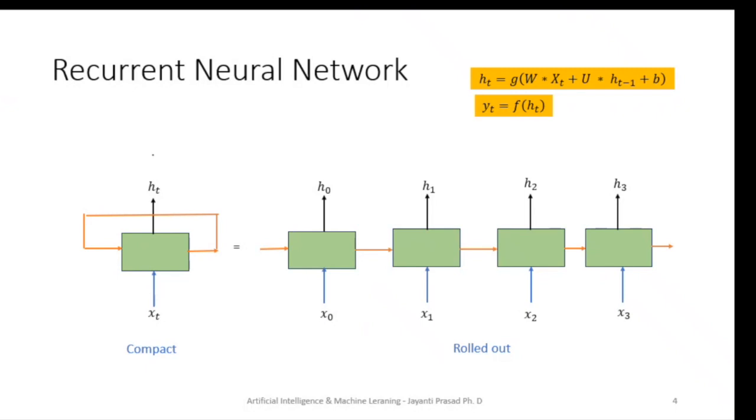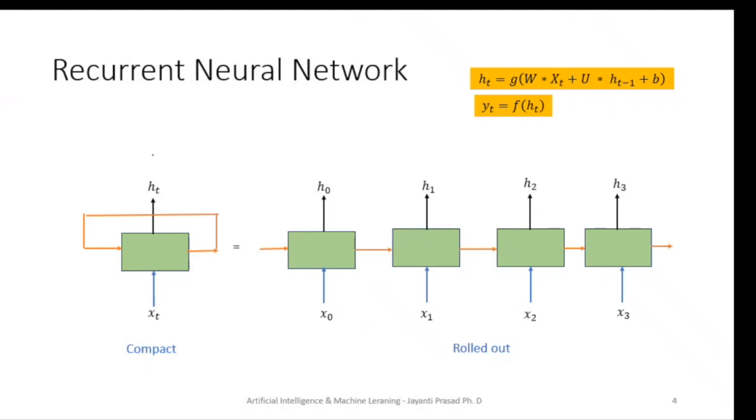For example, in the case of text, when there is a sentence, when we say "the sky is blue", the first time when "the" goes in, H will take some value. Then "sky", and H will change its value again. And then "blue", and it will change its value. So it is adding to the knowledge of that hidden state.